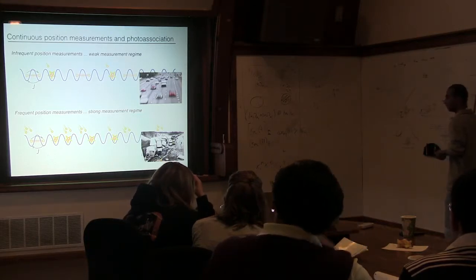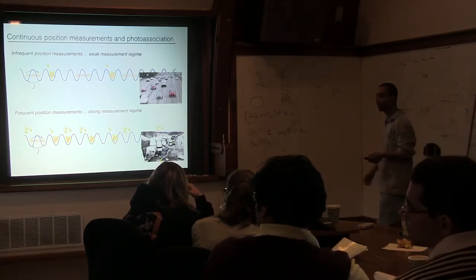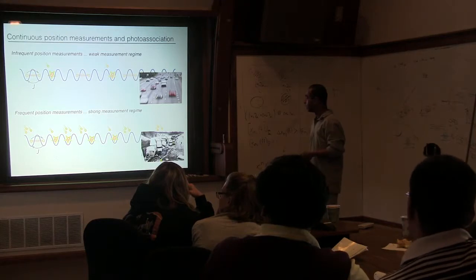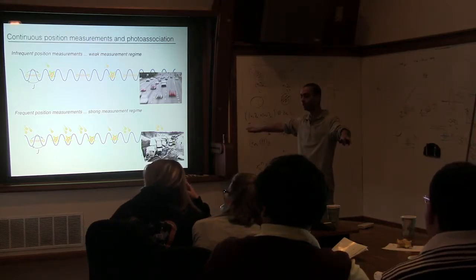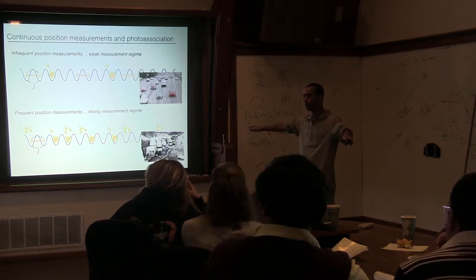Everybody clear on the picture so far? So you could also decrease the depth of the lattice and get the same effect, right? We are doing this at constant lattice depth. Right, but you could also do that instead of increasing the light. Is that right?